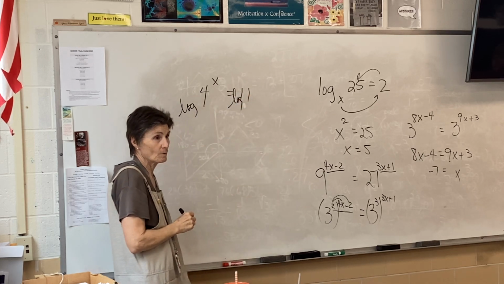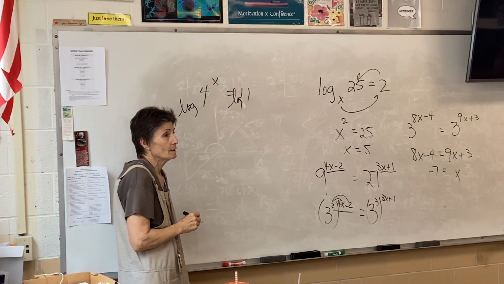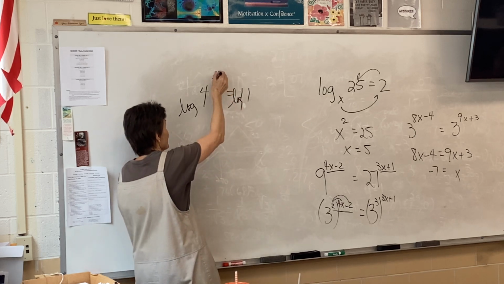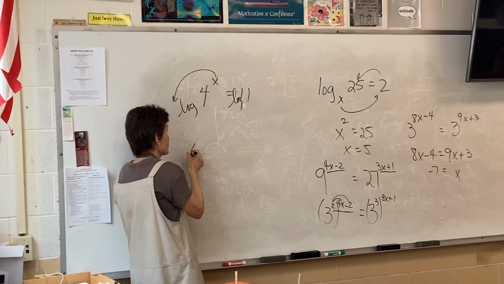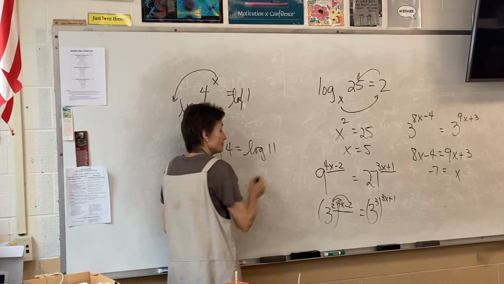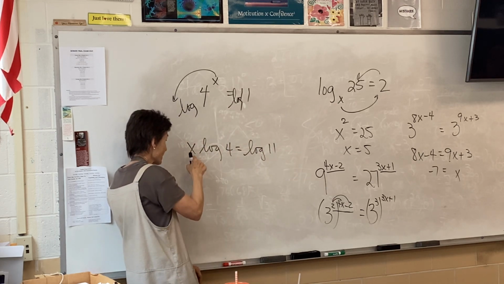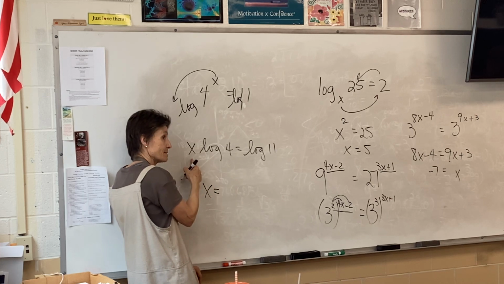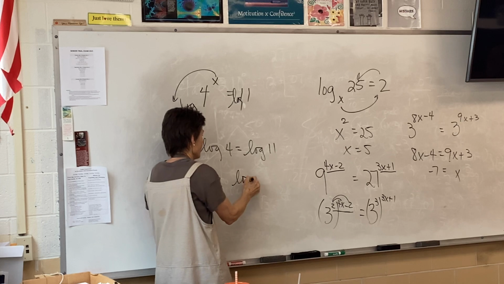Take the logarithm of both sides. And the minute you take the logarithm, the exponent comes out in front. So x log 4 equals log 11. And since I'm solving for x, I'm going to divide by log 4.